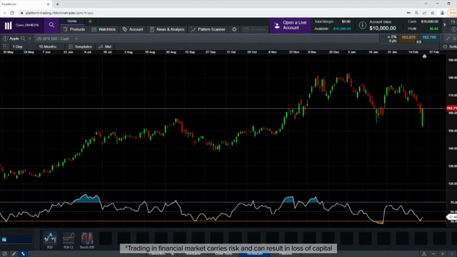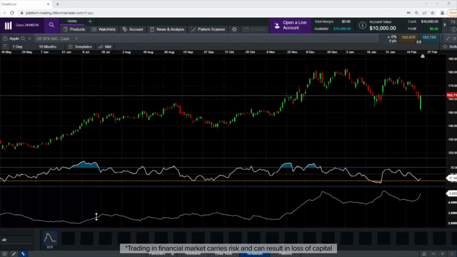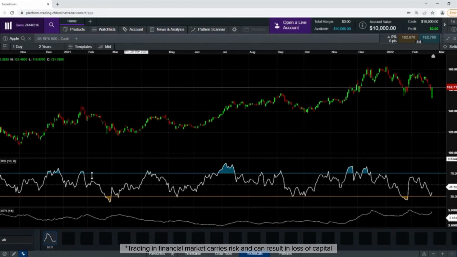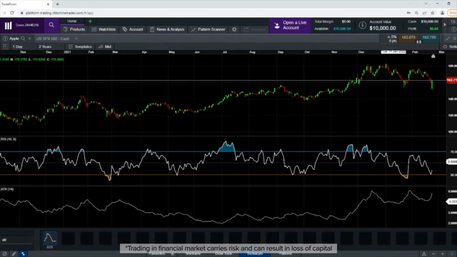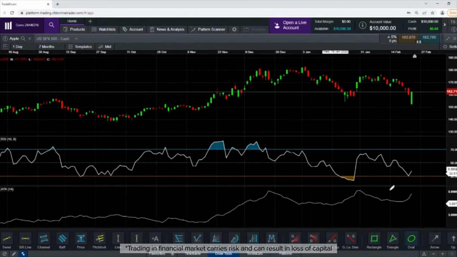Now, let me also open ATR along with this. All right. So now we understand RSI: oversold, overbought, overbought, and oversold.